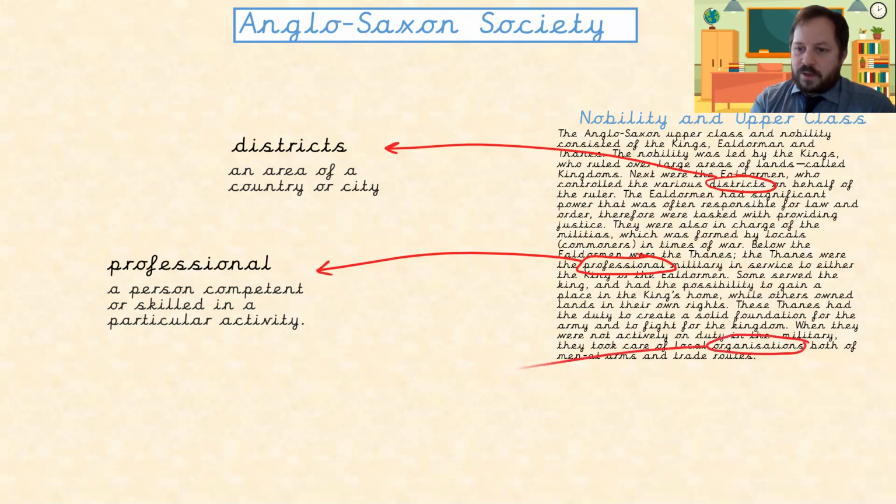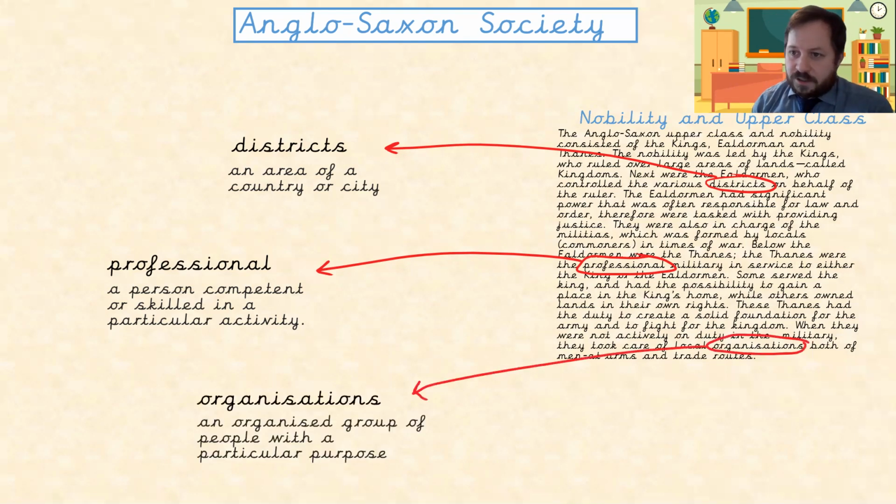Our final word in this paragraph is organisations. Now, you've heard of this probably before, but all it is relating to in this case is a group of people with a particular purpose. So the local organisations that deal with men-at-arms and trade routes. And this is those groups of people that have that purpose, that deal with men-at-arms or trade routes.